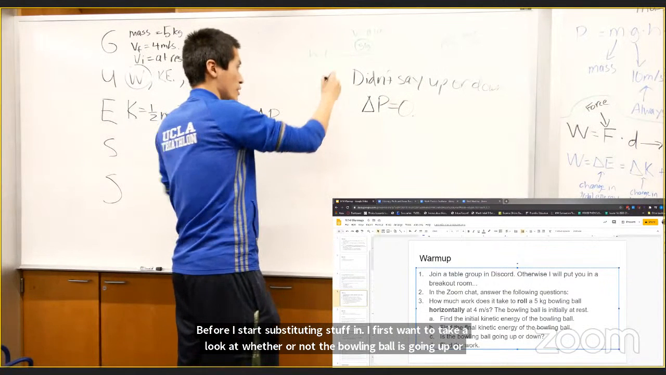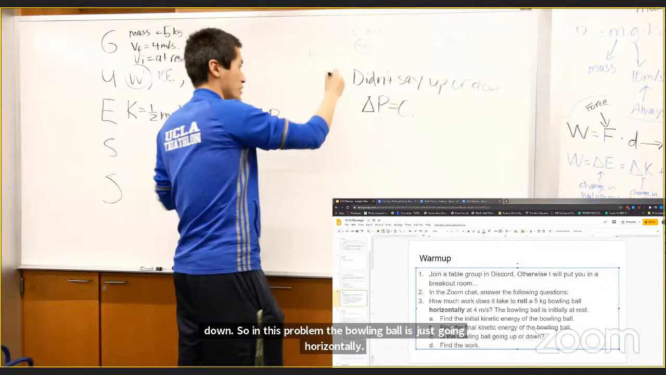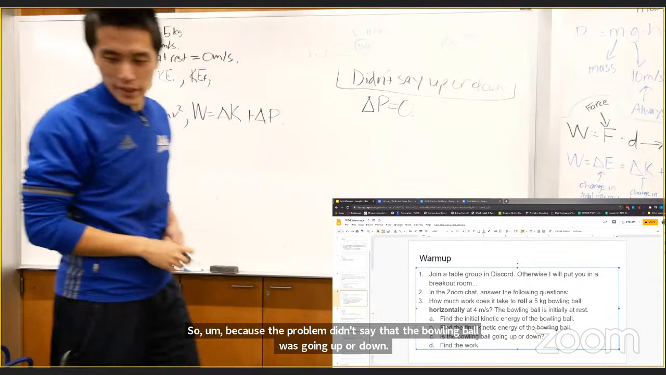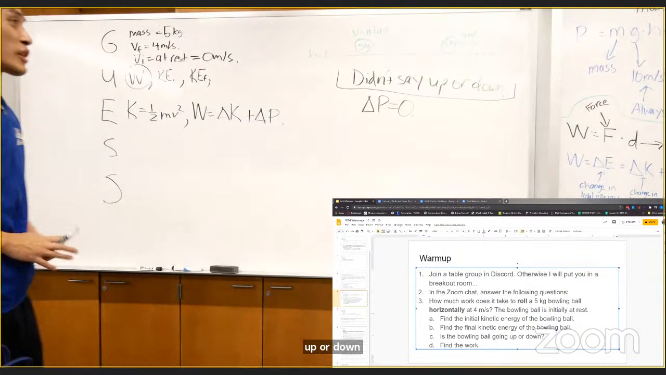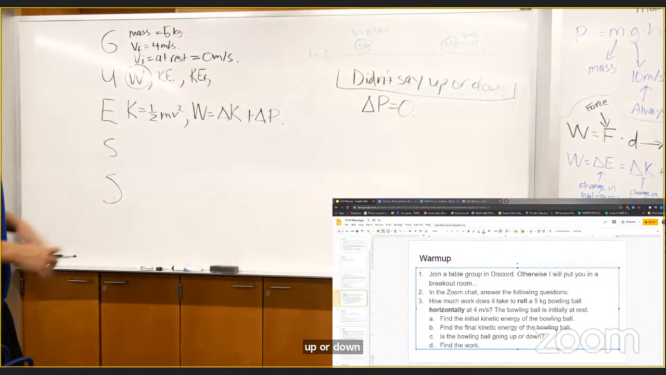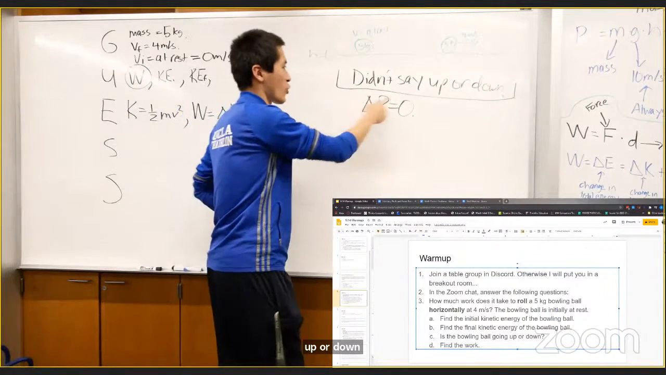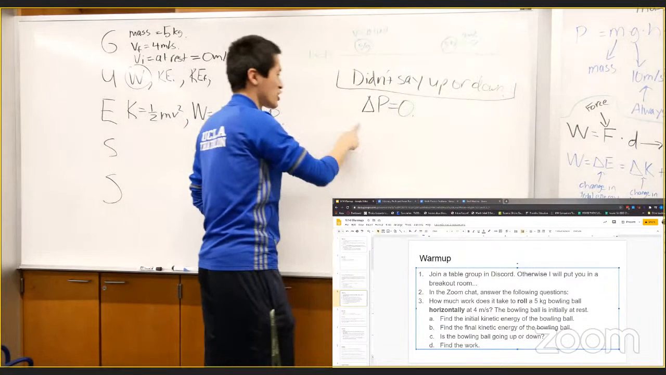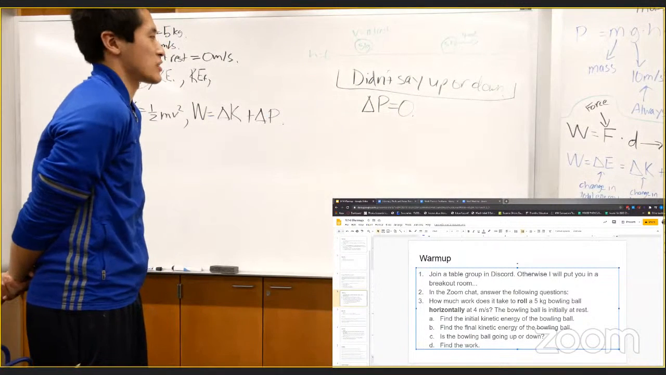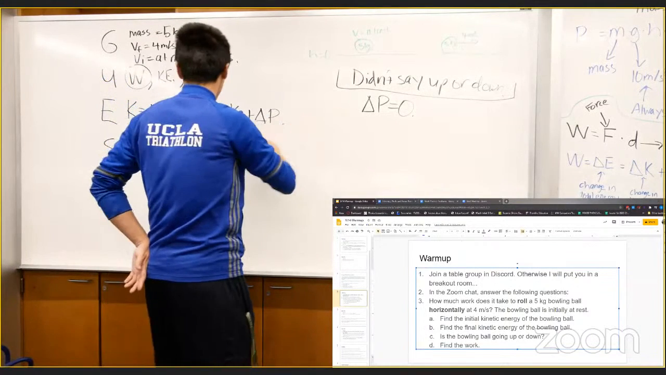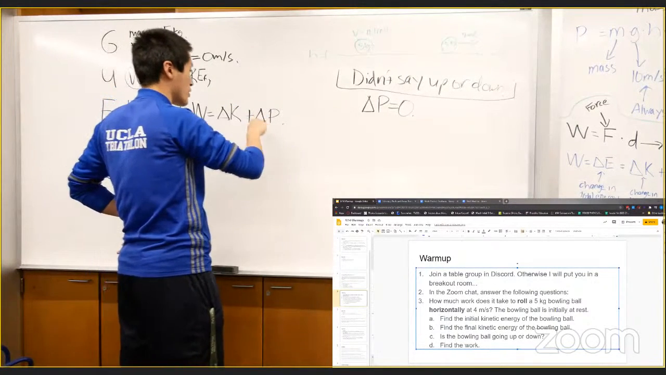This is very, very important. A lot of people see a problem and they're like, I don't know how to find the change in potential energy because it doesn't say anything about height. Do I need to use my height from a previous problem? And the reality is, if it doesn't say that it's going up or down, you know that the change in potential energy is 0. The potential energy is not changing because the height isn't changing. So that means we already know our change in potential energy here. We already know this is 0.